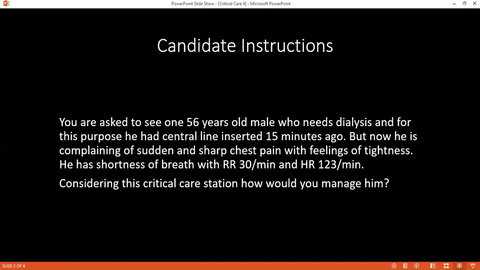In tension pneumothorax, the trachea will be deviated towards the opposite side, as will the mediastinum. And the lung will be collapsed on that side. Yes, on the ipsilateral side. And there'll be tachycardia, hypoxia, and an increased respiratory rate.